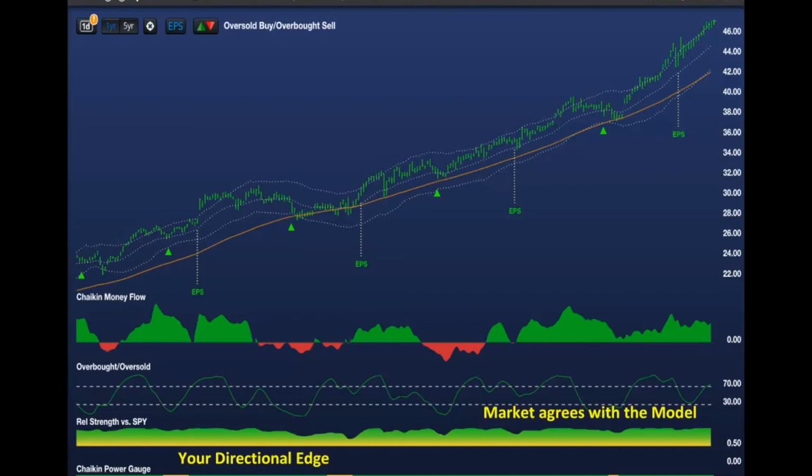So you got your directional edge on the bottom, you got relative strength, which tells you whether the market agrees with the model. That's so critical. We call that the dynamic duo, relative strength and the power gauge rating, and those signals are your entry points. The purpose of this webinar is to convince you that if you have a disciplined methodology, you're more likely to pull the trigger and get into that trade.